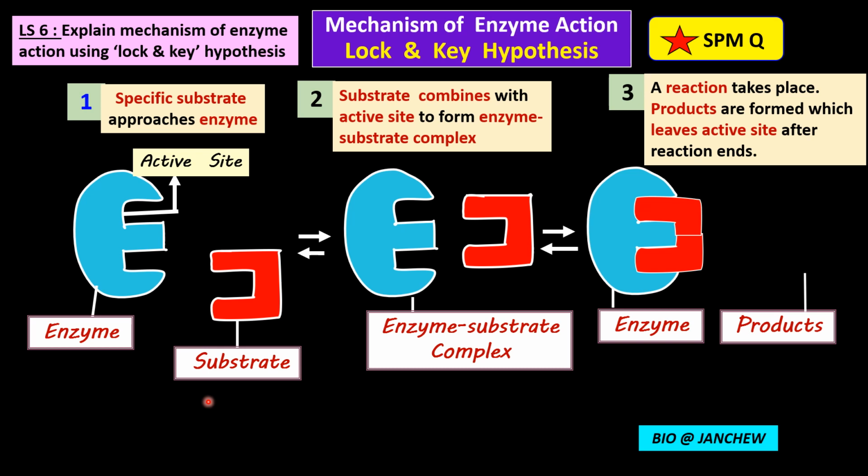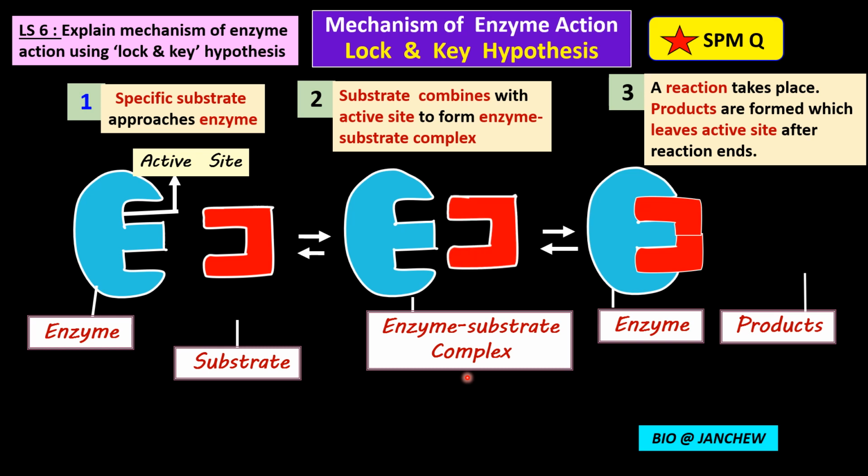So firstly, the substrate approaches the enzyme. Now normally the enzyme and substrate molecules are moving about freely and randomly in the system because of the energy that they have. All right, so substrate approaches enzyme, and next substrate combines with the active site to form the enzyme substrate complex here.